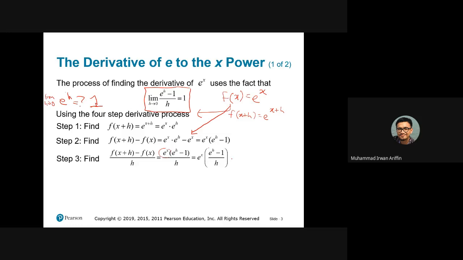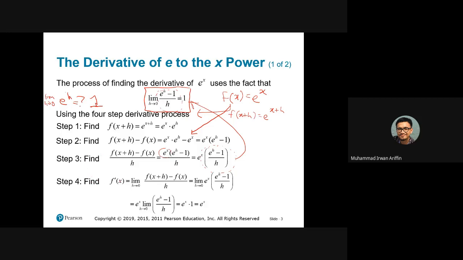Now the term inside this bracket is similar to here, right? This term. So this is why step number 4, when we want to find the derivative, we simply analyze this whole term, the value that we found at step 3, at the limit.